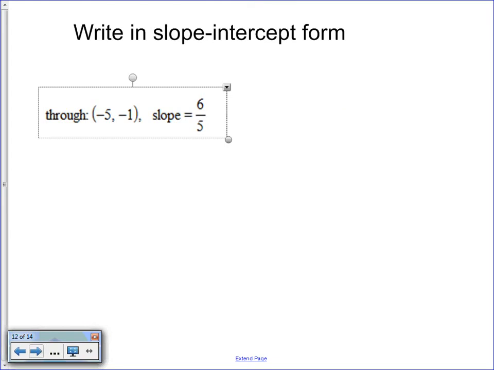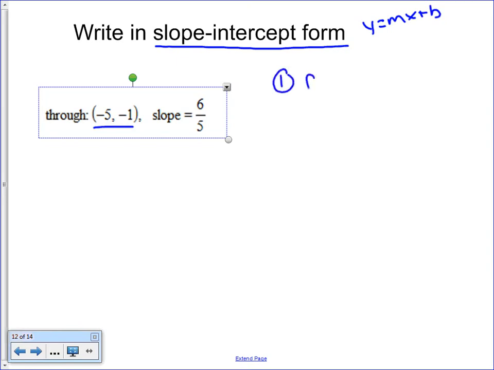So some problems where they give you a point that the graph goes through, and the slope. So we actually want to write that in slope-intercept form. So pay attention to which form they want you to write it in. So y equals mx plus b. So what we're first going to do for these problems is find the point slope form, like we did on the previous slide.